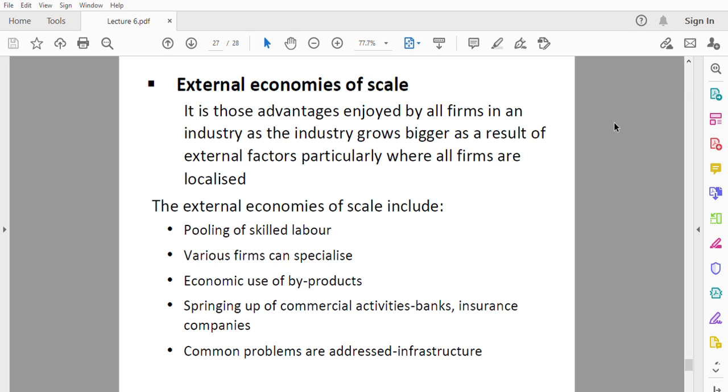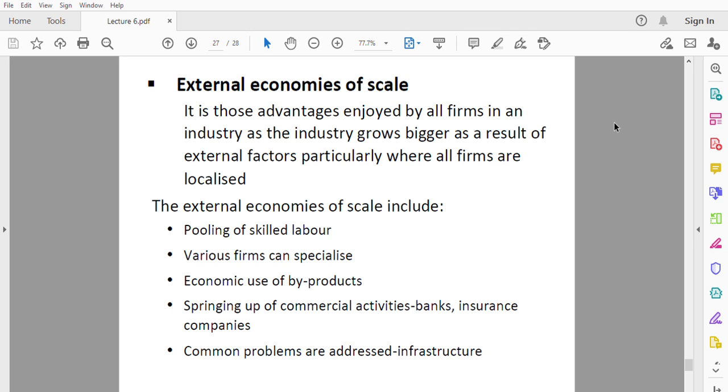And sawdust, for instance, the timber logging companies, the sawdust, they don't need it, but they give it as a byproduct to companies that produce chairs and tables and those things. So in an industry, there is economic use of byproducts.